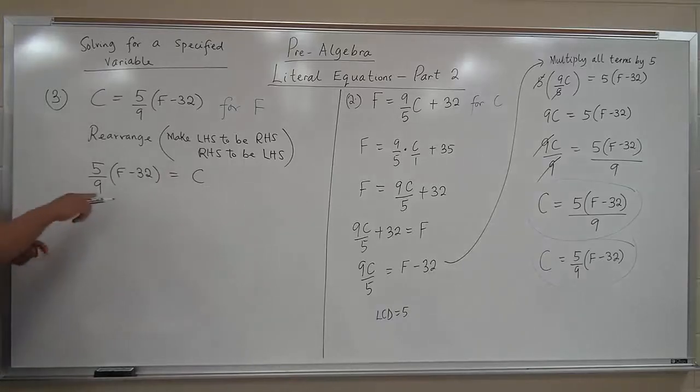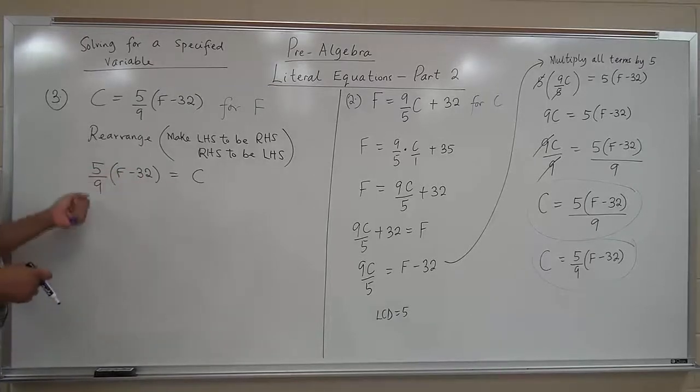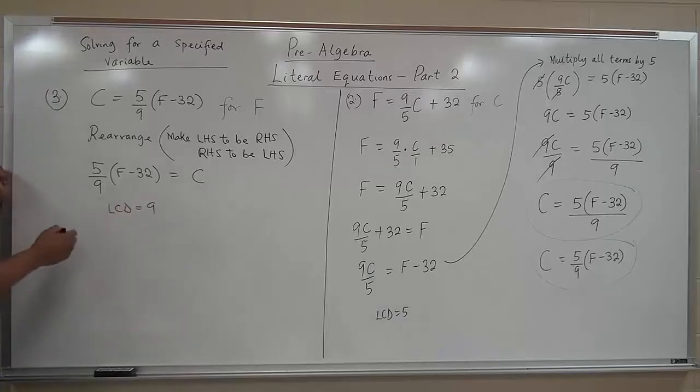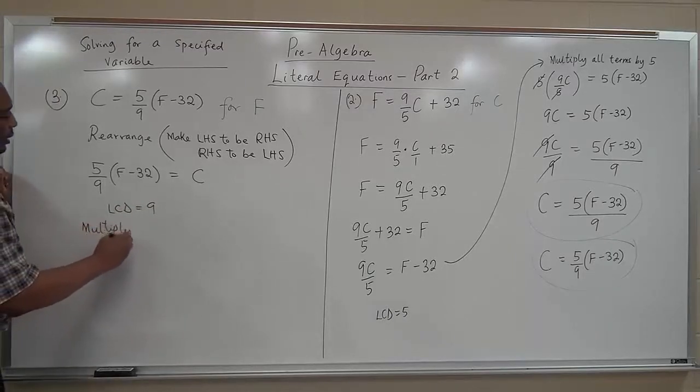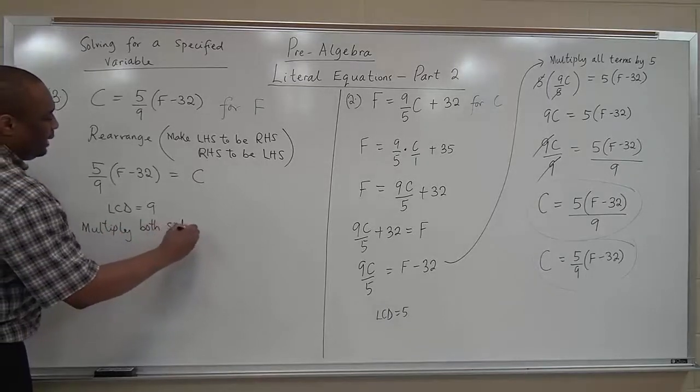Then this is a fraction. You can, this is all divided by 9. So we want to clear the fraction, with the LCD being 9. You multiply both sides by 9.